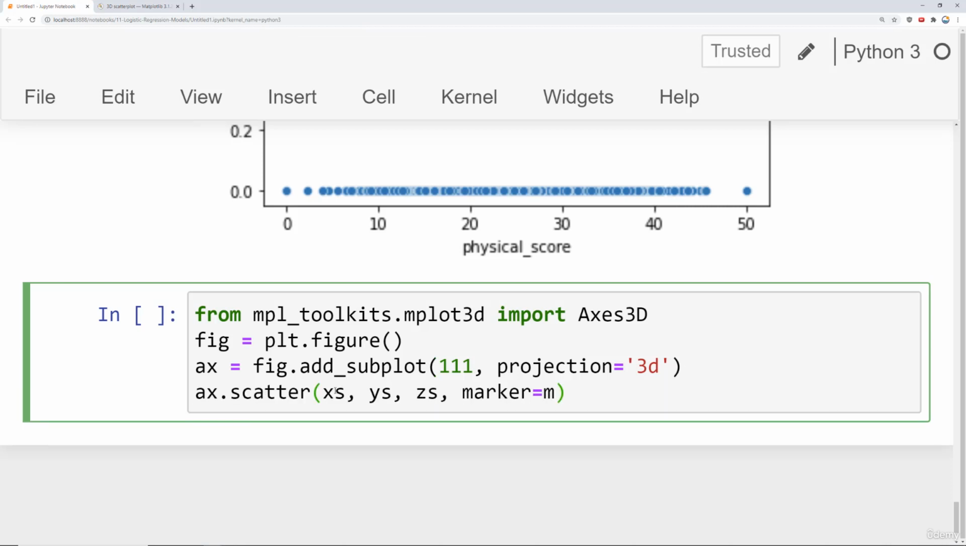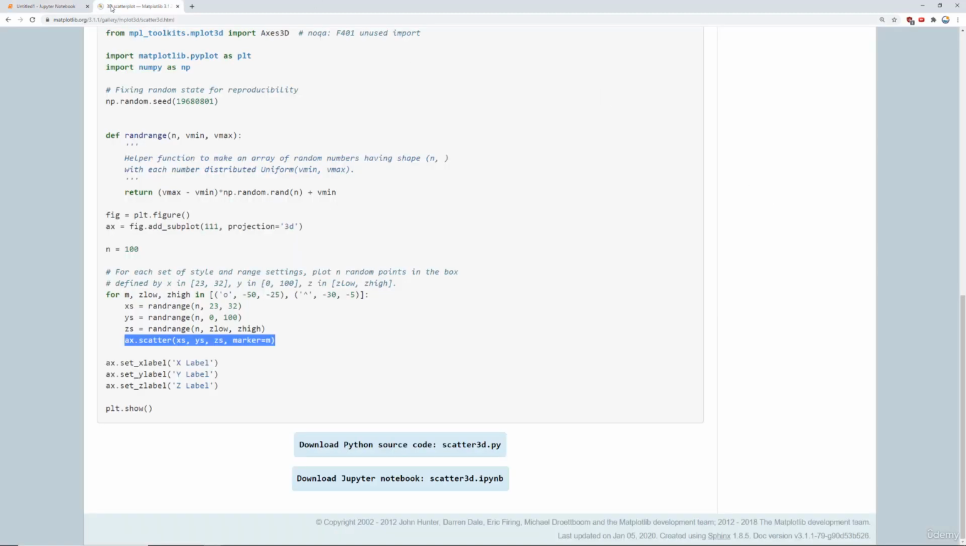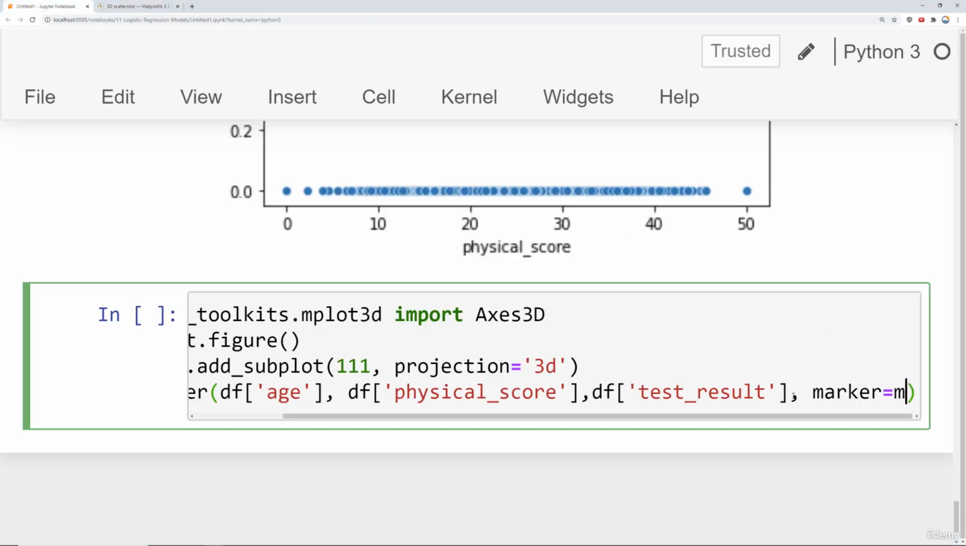And now I just need to replace my X's, Y's, and Z's. So what I can do here is say that my X is going to be equal to the age column. My Y is going to be equal to the physical score column. So we'll say physical score. And then my Z here should be the final column we have, which is the test result. So we'll say df test result. And I actually don't care about this marker m, because if we look back here, marker m was just this dot versus this triangle. So I can get rid of marker m.